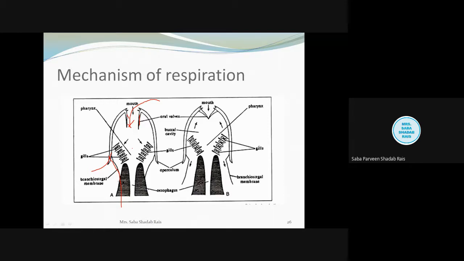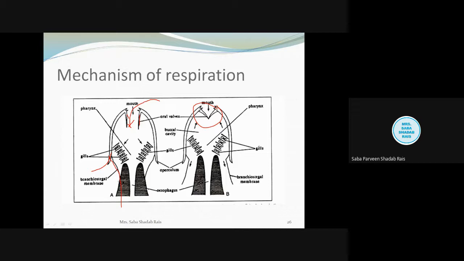Now exactly the opposite will happen at the time of breathing out. Now when this operculum is lowered, okay, at that particular time what is going to open? At that particular time exactly the opposite will happen. This oral valve, now you can see, is closed. Okay. Now at that time, this will give pressure to the buccal cavity.